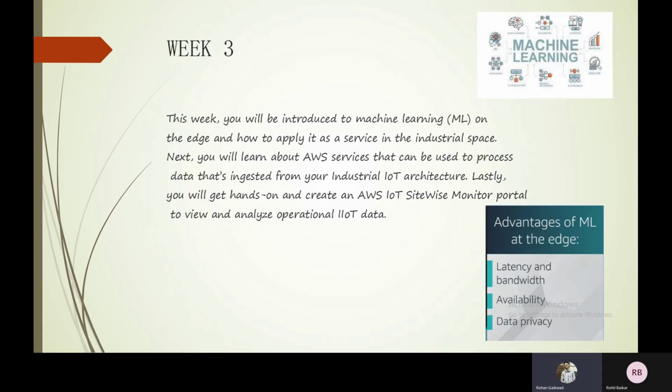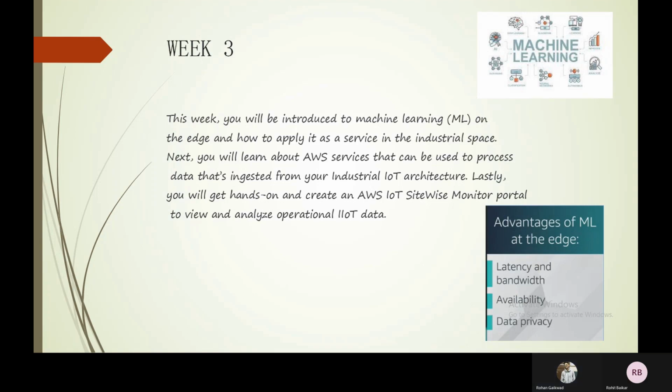Week 3. This week introduced machine learning on the edge and how to apply it as a service in the industrial space. Next, we learned about AWS services that can be used to process data that's ingested from your industrial IoT architecture. Lastly, we get hands-on and create an AWS IoT SiteWise Monitor portal to view and analyze operational industrial IoT data. Advantages of machine learning at the edge: latency and bandwidth, availability, and data privacy.